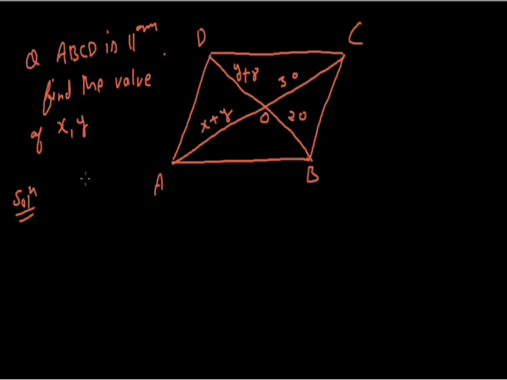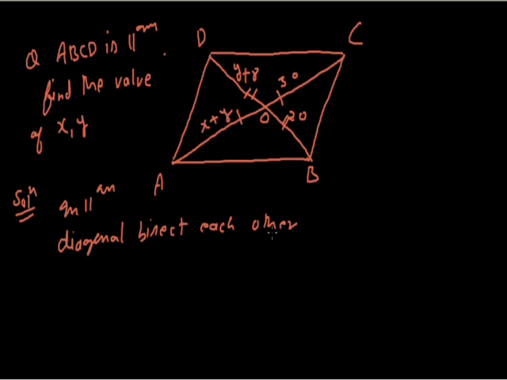Now in a parallelogram we know that the diagonals bisect each other. It means OA equals OC and OD equals OB, because diagonals bisect each other. Therefore OA is equal to OC.